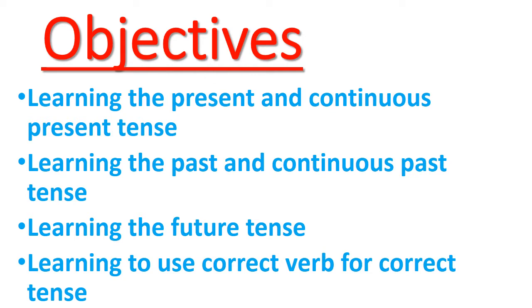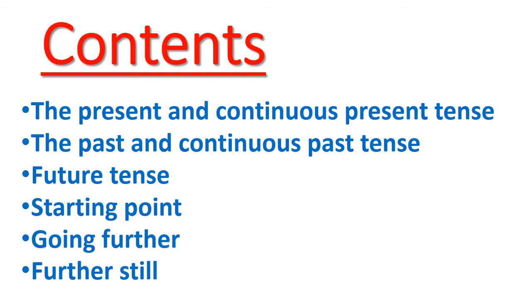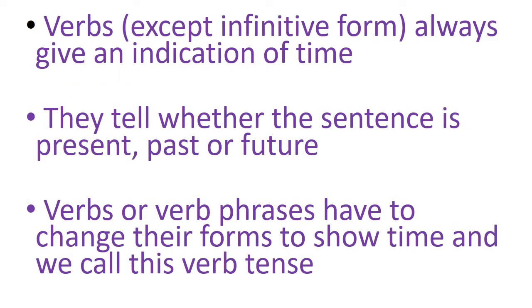Objectives: learning the present and continuous present tense, learning the past and continuous past tense, learning the future tense, learning to use correct verb for correct tense. Contents: the present and continuous present tense, the past and continuous past tense, future tense, starting point, going further, and finally further still. Let's see the lesson, children.